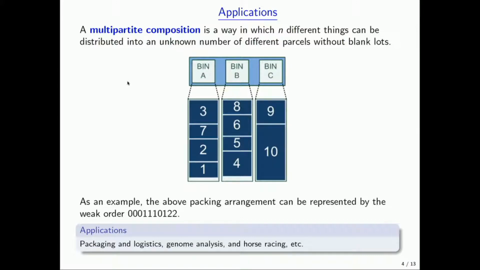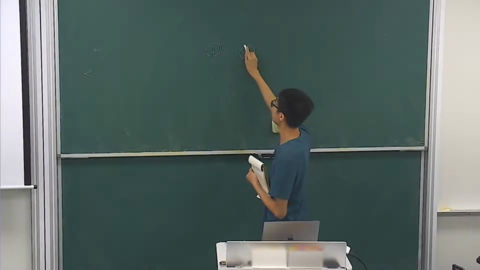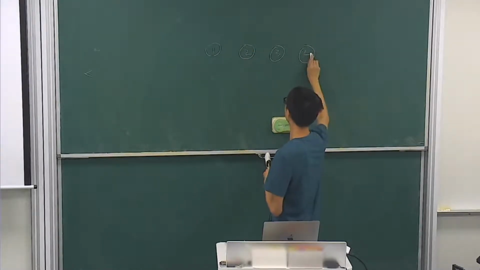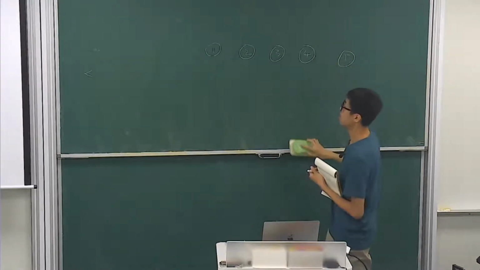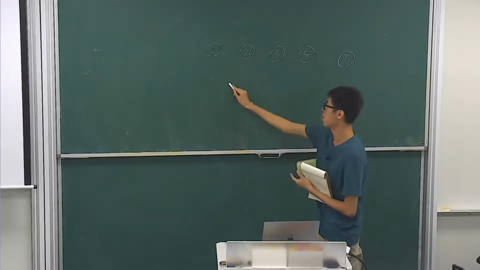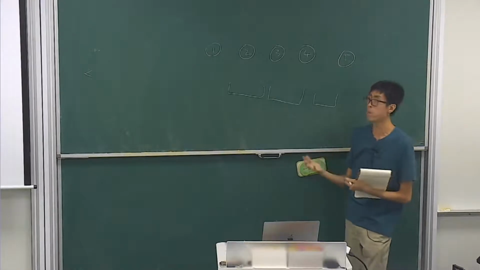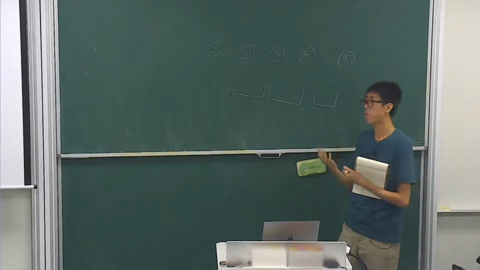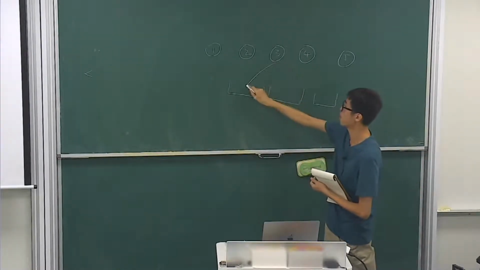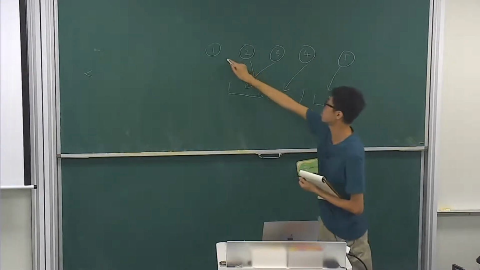So for example, let's say you have some objects in here. You have like 1, 2, 3, 4, etc. Let's say you have 5 objects, for example. Let's do the easy one. And now you want to pack the objects. So you have some boxes in here, and you want to put these objects into the boxes such that there will be no empty boxes. So for example, one way you can do it is, let's say you put this one here, and then this one here, this one here, and this one here.